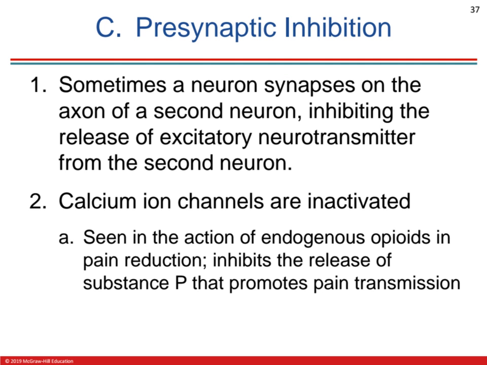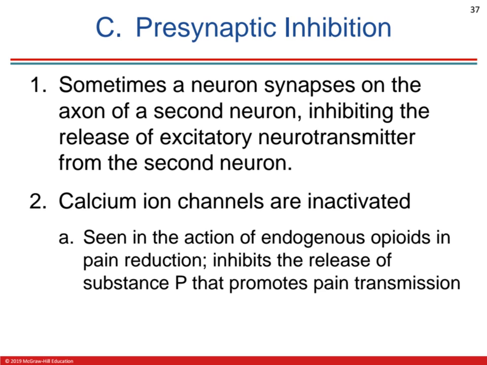Okay, towards the beginning of this chapter, we talked about the fact that it's possible to have an axo-axonic synapse. In other words, you may have a situation in which a neuron synapses on the axon of a second neuron, and typically it's not the midpoint of the axon or something like that. That would be very unusual. It's usually the presynaptic terminal, the synaptic bouton, and there it can inhibit the release of excitatory neurotransmitter from the second neuron.